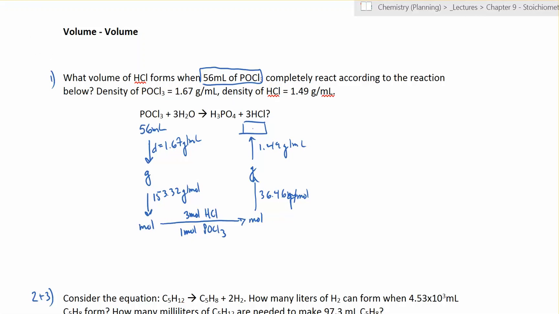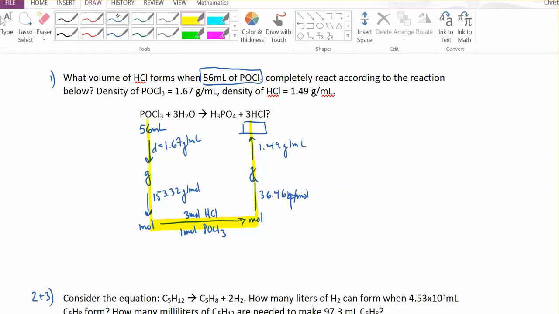for milliliters of HCl. Again, visually, what we're looking at is a conversion from milliliters to grams to moles, mole-to-mole ratio to grams to milliliters. And that will tell us the milliliters of HCl formed when 56 milliliters of POCl3 react.